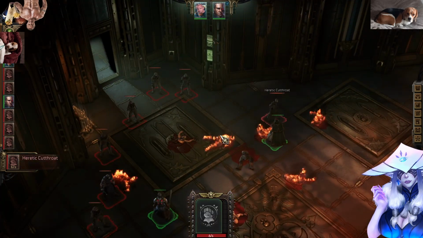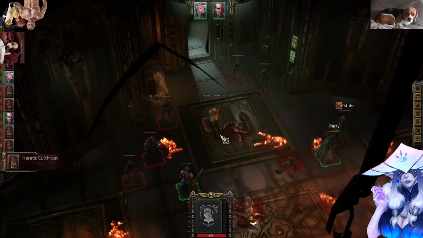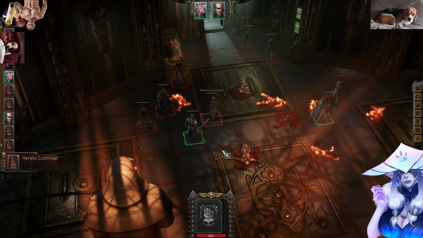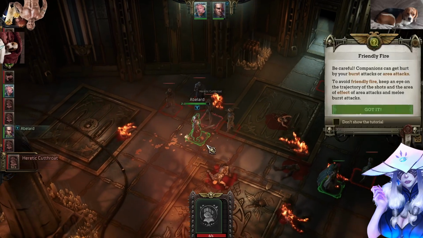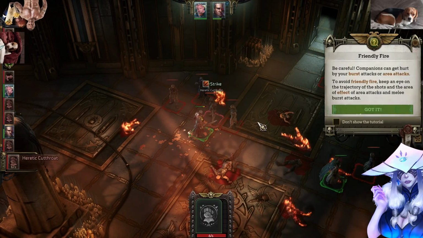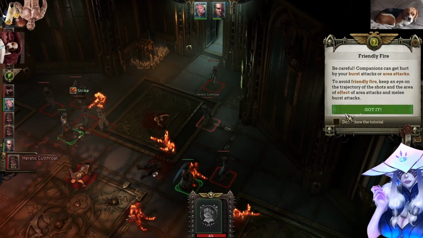Such is the will of chaos. Hey. Careful, Kmane can get hurt by your burst attack or area attacks.